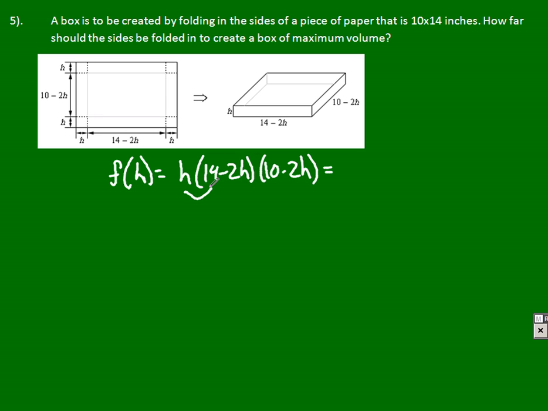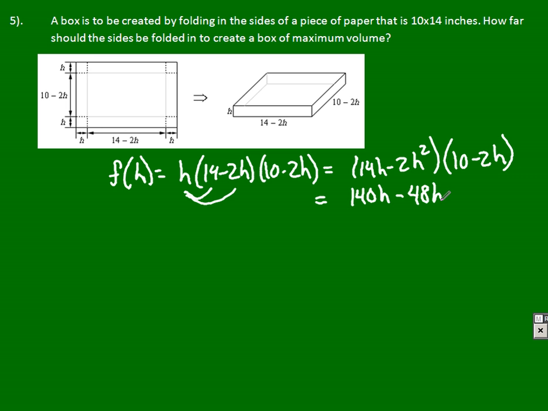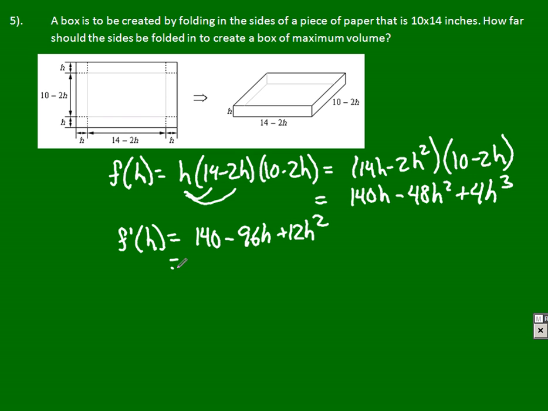I would first bring in the h into each. So I would get 14h minus 2h squared, still times the 10 minus 2h, and then do another expansion. And I end up getting 140h minus 48h squared plus 4h cubed. Again, it's only one variable, so I can take a derivative right now, and I would get 140 minus 96h plus 12h squared. I'm just going to rewrite it in standard form to get the h squared in front, 12h squared minus 96h plus 140. Alright, now at this point, you would look, can I factor it?